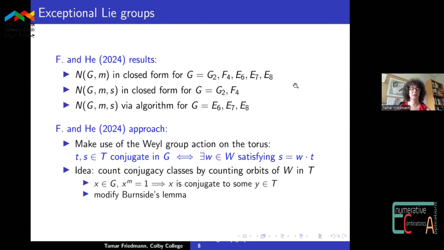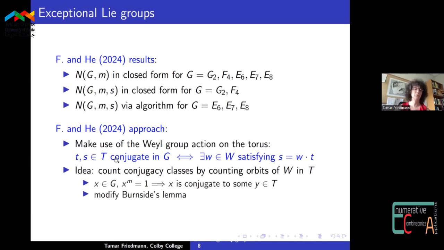The summary of what results we have is that we have results for N(G,M) in closed form for all the exceptional groups, and we get this in a different way from what Djokovic had. We have N(G,M,S). We have an algorithm for getting N(G,M,S) for all G, and the computer gave us nice closed forms for G2 and F4, but crashed for the others. Now, the approach we took was making good use of the Weyl group action on the torus. When I was working on the classical groups, I didn't even have to know there was a Weyl group. All the computations didn't use it, but this was useful for the exceptional ones.